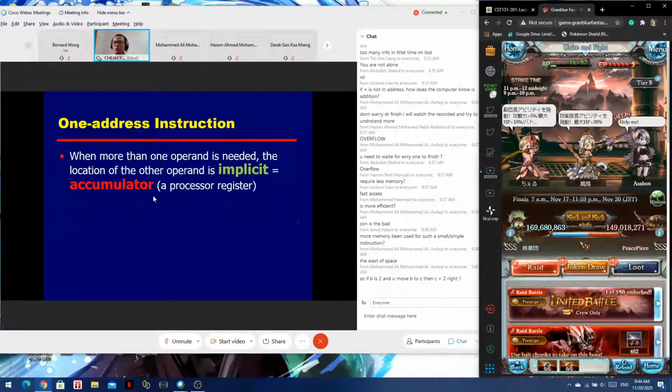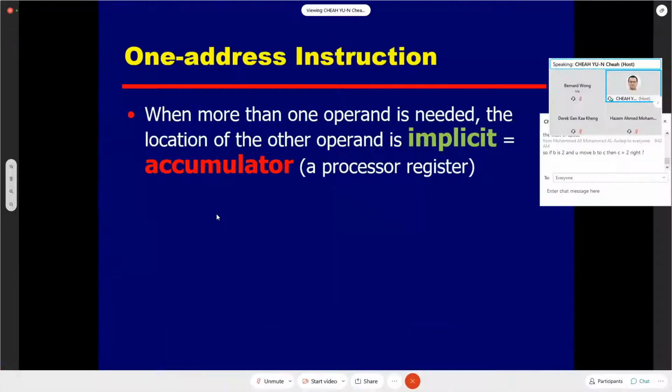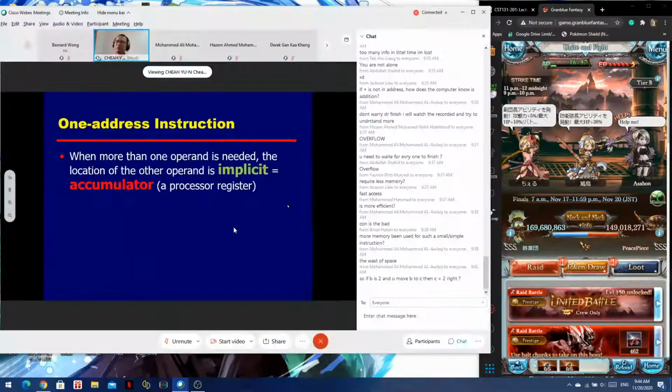Okay, so if B is 2, you move B to C, then C. Yeah lah, so you're just putting the variable inside lah. Okay, Ali. Yeah. All right.